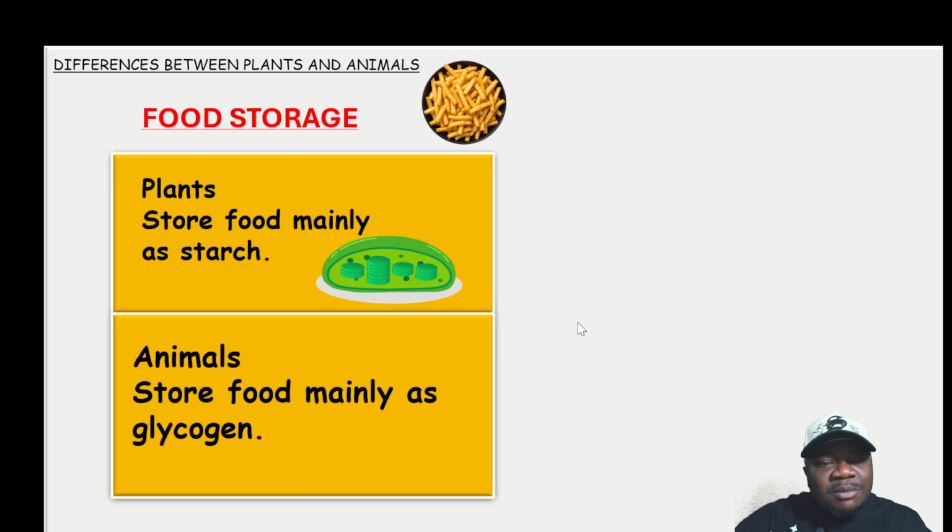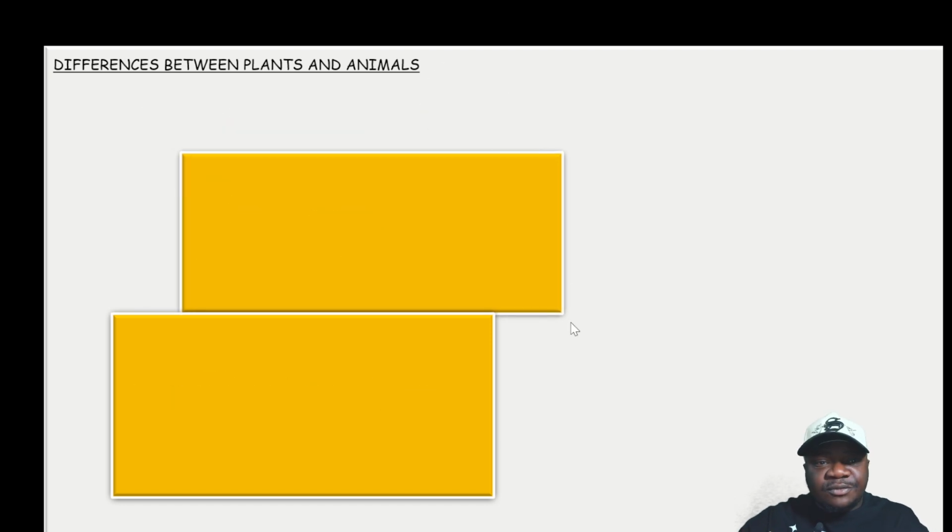All right. So animals store food mainly as glycogen. We store food in the form of fat in our body. That's why if you eat excess food, you start storing excess fat in your body. So this is a very clear difference between plants and animals. Plants store food in the form of starch. Animals store food in the form of glycogen.